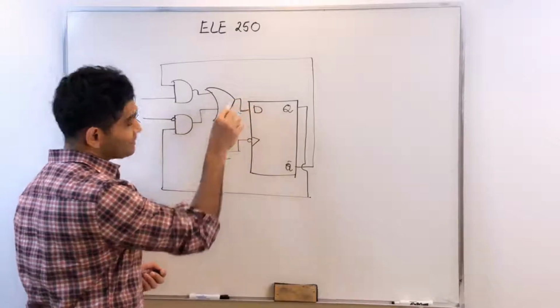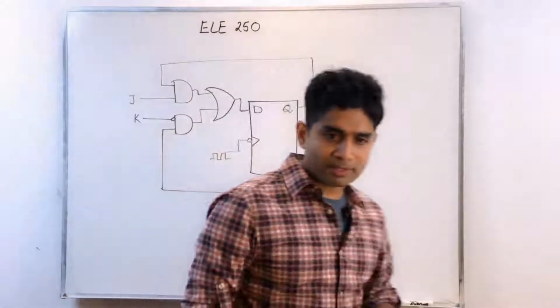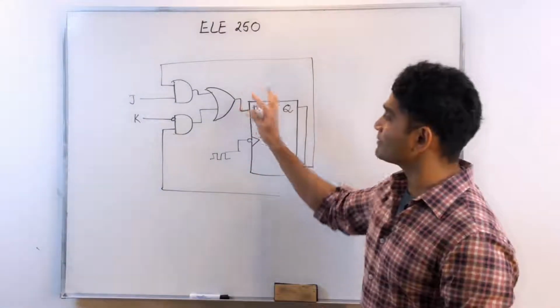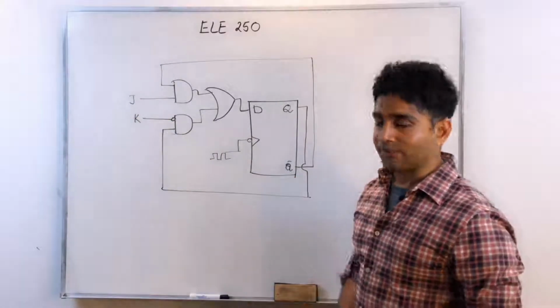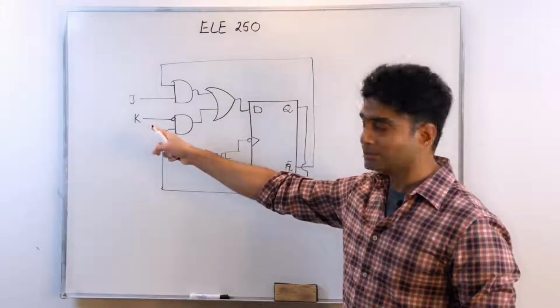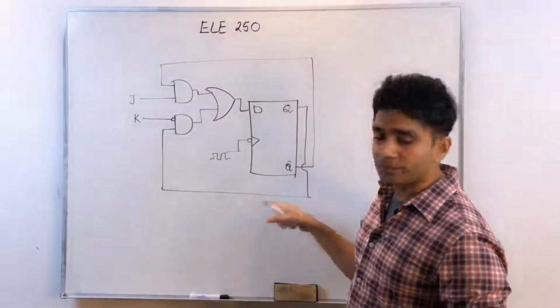I would like to analyze the circuit now. I have not modified the D flip-flop itself. I've just added a combinational block in front of the D flip-flop. Now I have two inputs, J and K, and I would like to analyze how the circuit behaves now.